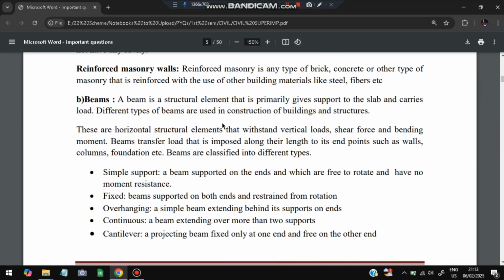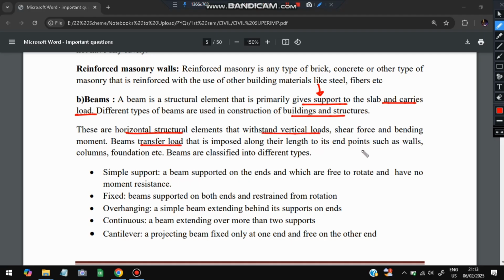Okay, next is the beam. A beam is nothing but a structural element that gives support to a slab and carries load. That's all. It gives support and carries load. That is called a beam. There are different beams used in buildings and structures, vertical and horizontal beams. A horizontal structural element can withstand vertical loads, and the beam transfers the load imposed on its length to its endpoints such as walls, columns, and foundations.